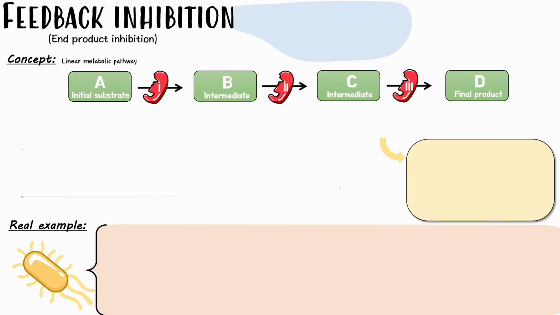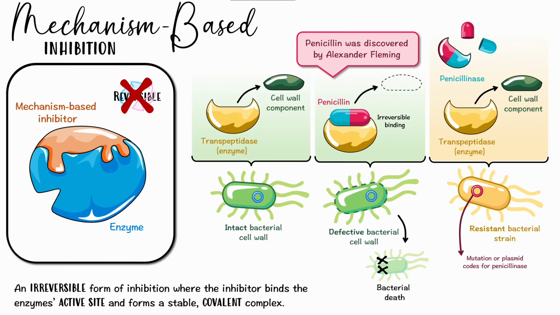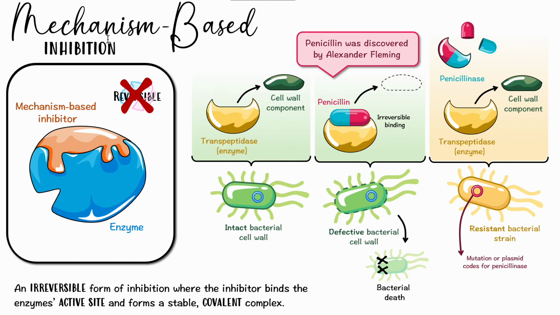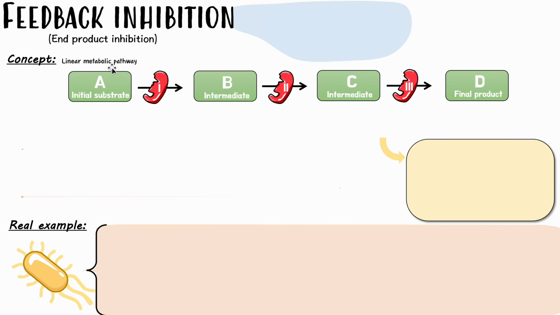Now, we're moving onto something called feedback inhibition. I want you to know this is not a new kind of inhibition. You'll see what I mean by that. We already learned all the kinds, okay? We learned competitive, non-competitive inhibition, and mechanism-based. Those are the three unique mechanisms of inhibition. So feedback inhibition is not a kind of inhibition. You'll see what I mean.